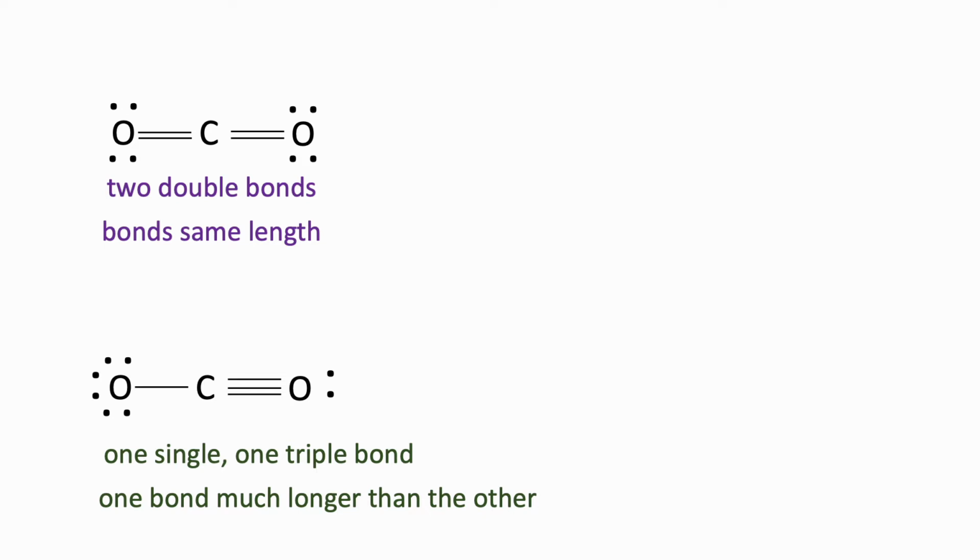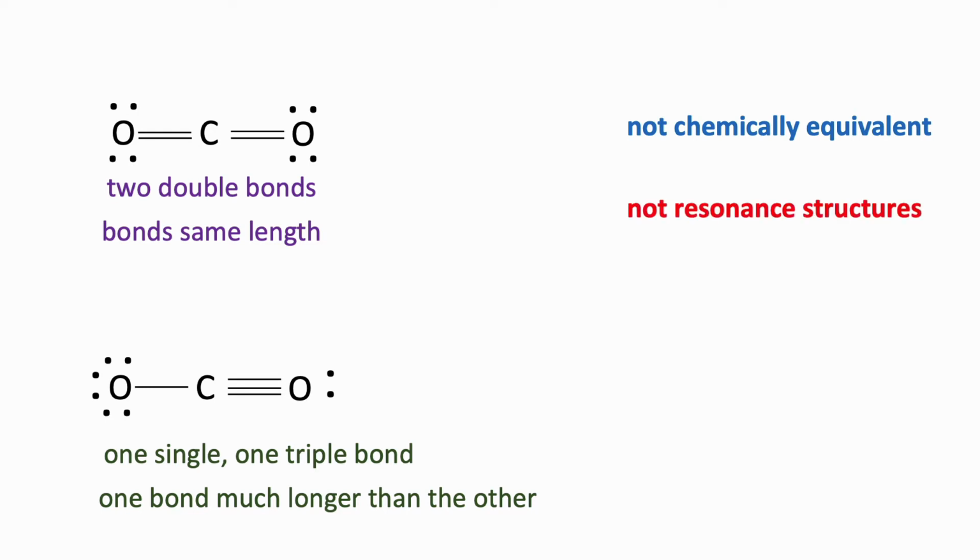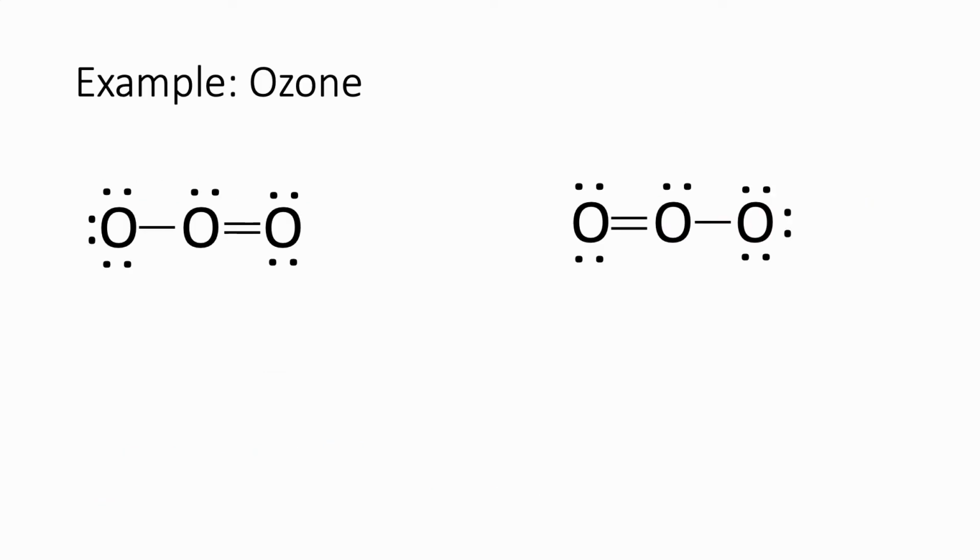Because again, the more bonds you have holding two nuclei together, the shorter the distance between them is going to be. So these two structures are not chemically equivalent. They don't behave the same, and therefore they are not resonance structures. So now let's look at another molecule, ozone. Now if you went through all the math for ozone, you would end up with the fact that it needs 3 bonds. And so you could draw 2 possible structures.